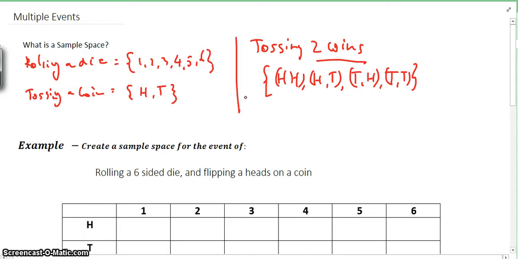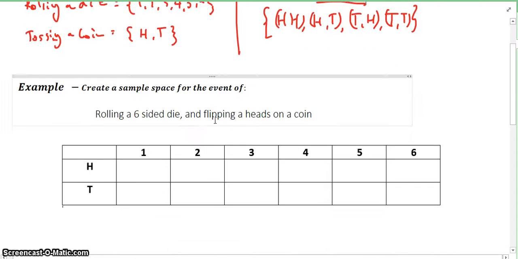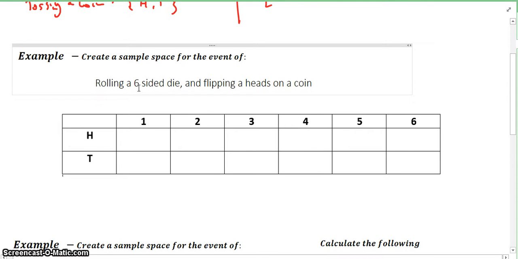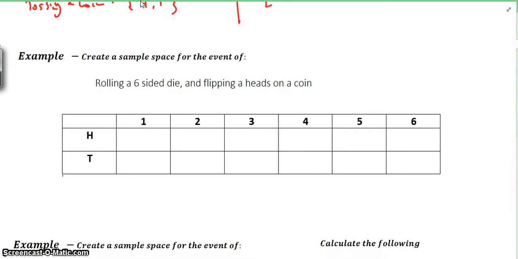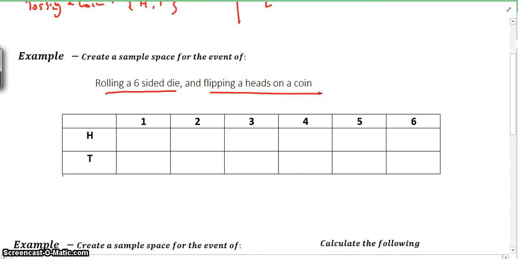So it's really useful that when we're using multiple events that we write up a table. So this is pretty much only applicable if we have two events. You'll learn that in the next video, tree diagrams. We can use tree diagrams when we have more than two events. But let's look at this example because this example only has two events going on. So it says here, create a sample space for the event of rolling a 6 on a die and flipping a heads on a coin. So this is what we mean by two events.